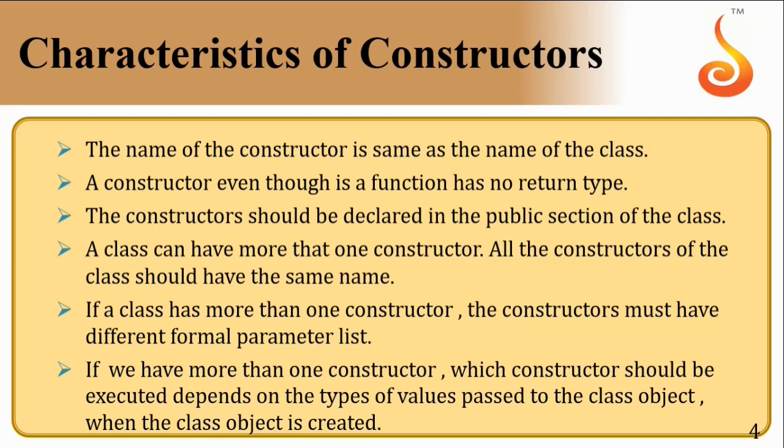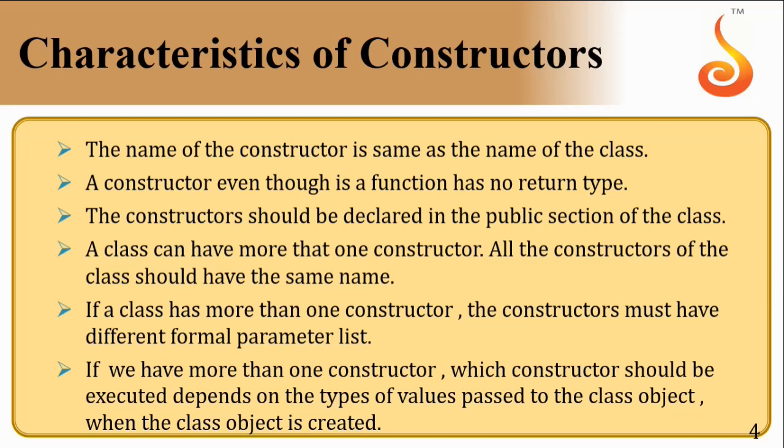That is, a class can have more than one constructor, and all the constructors will have the same name, because whenever I say it's a constructor, it should have the same name as the class name. So it gives rise to constructor overloading. If a class has more than one constructor, the constructors must have different parameter lists. That is what I'm trying to tell you.